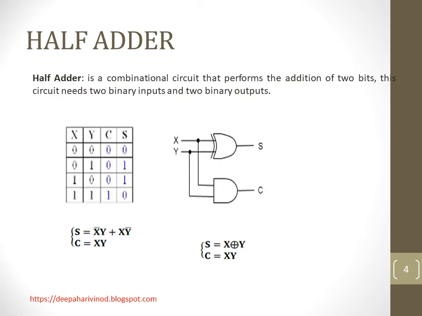So the half adder is a combinational circuit that performs the addition of two bits. This circuit needs two binary inputs and two binary outputs. So what all things should we include in the truth table? This is the truth table, and in this we can see two inputs, that is X and Y, and carry and sum, the carry out and sum being the output bits. If we have 2 bits as the input, then 2 raised to 2, 4 different combinations will be there. That is 0 0, 0 1, 1 0 and 1 1.